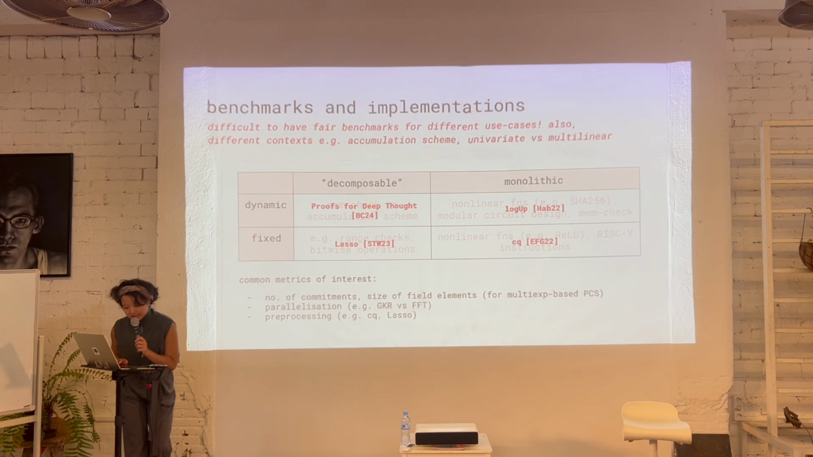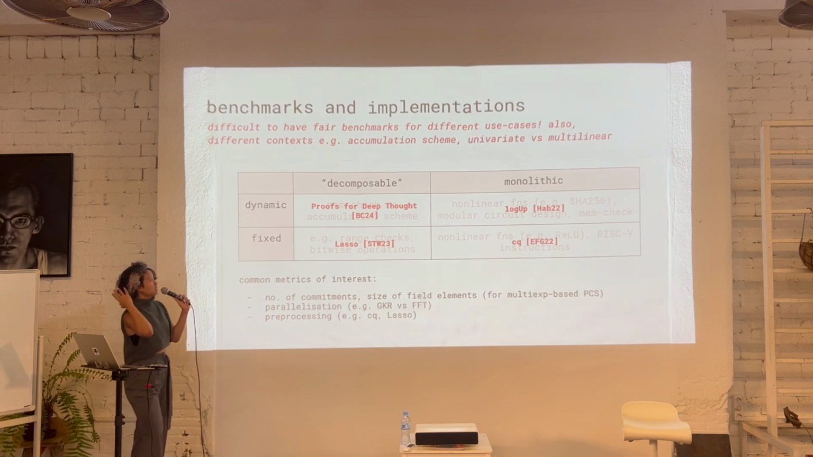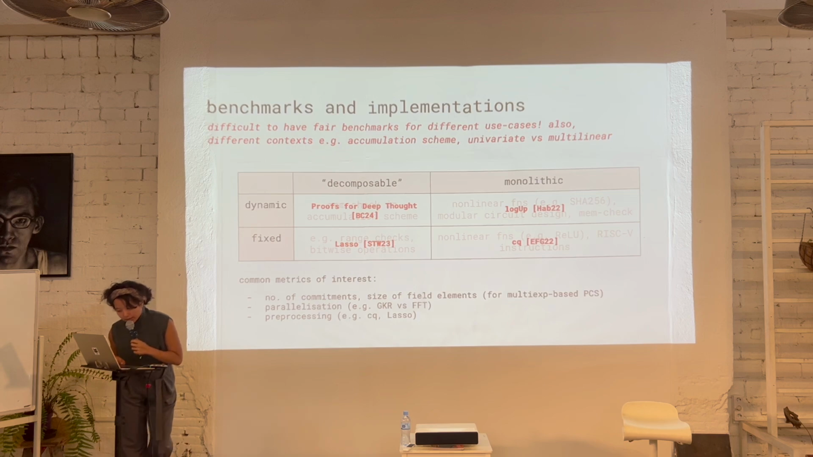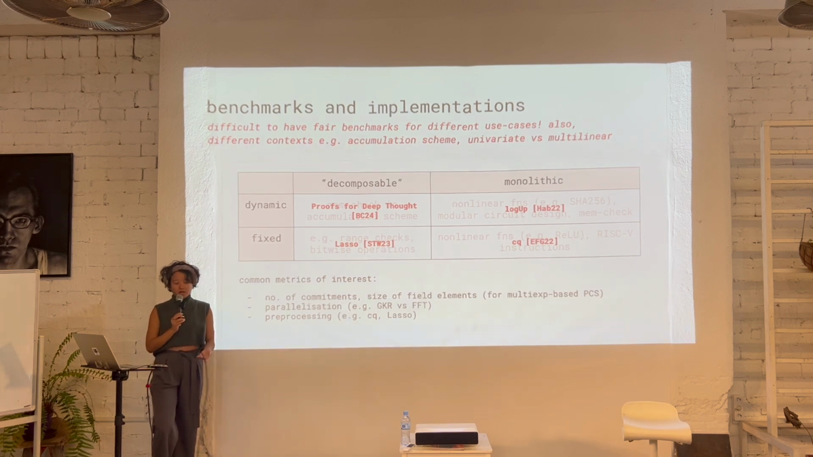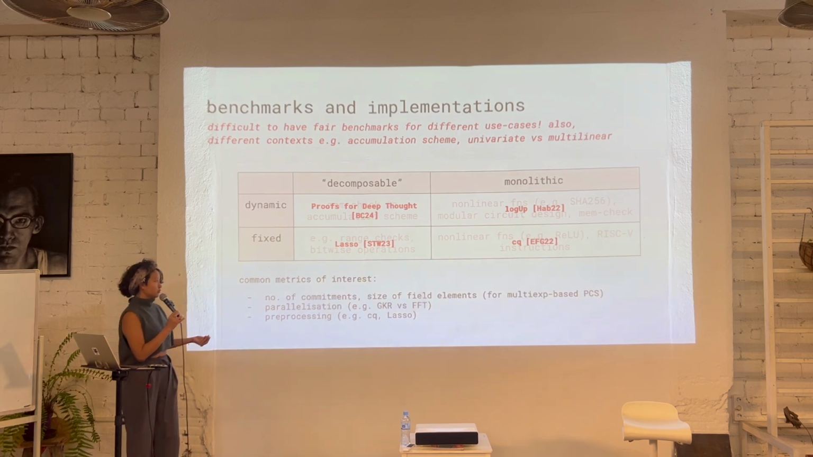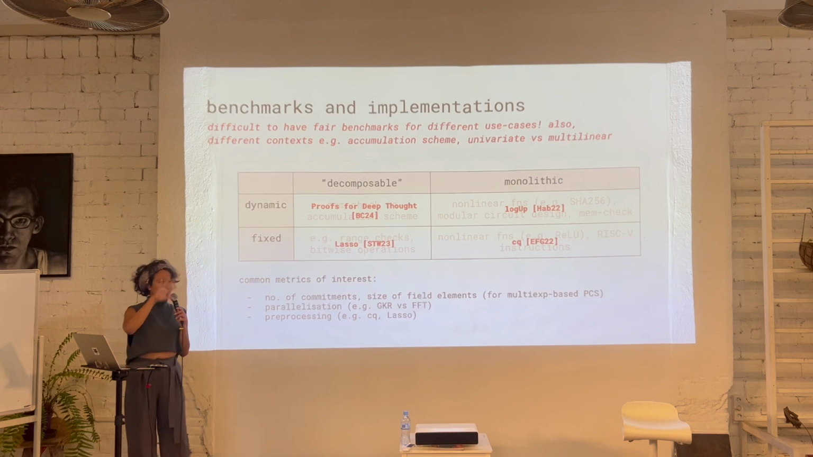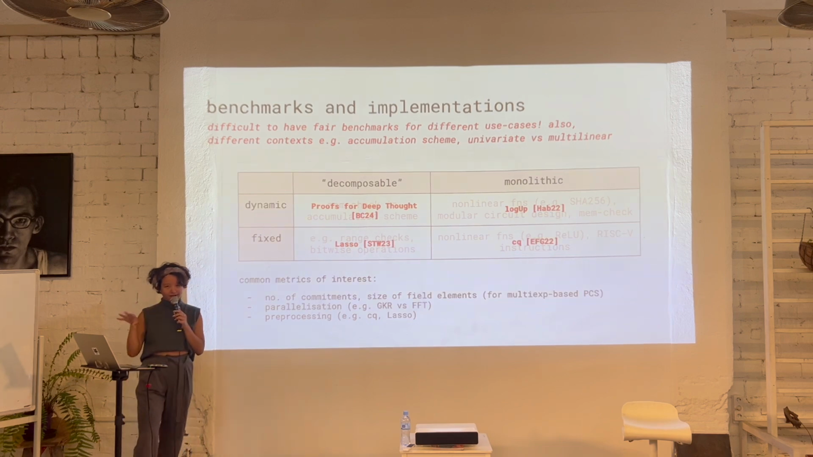So I do want to leave time for the discussion of benchmarks. Like I said just now, it is hard to fairly benchmark protocols that were optimized for different things. And some protocols just don't work in some contexts, like univariate versus multilinear is a big one. Of course, you can, from a multilinear get a univariate polynomial commitment, but then you pay the cost there, and is it fair to include that in a benchmark, and so on.